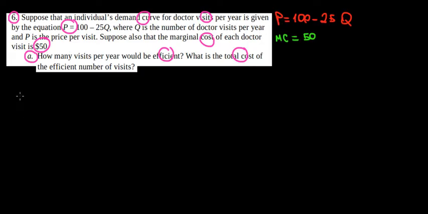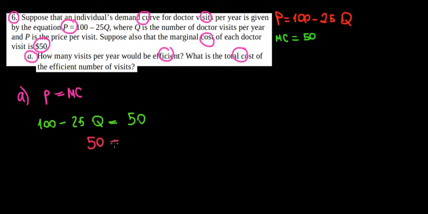So this is going to be a basic question. Now, price equal to the marginal cost, meaning that the price function, which is 100 minus 25 times the quantity, must be equal to the marginal cost, which is 50. So what that means is that 100 minus 50 equals 50, and that's going to be 25 times Q. So the quantity is going to be 50 divided by 25, which is 2. So 2 visits to the doctor.